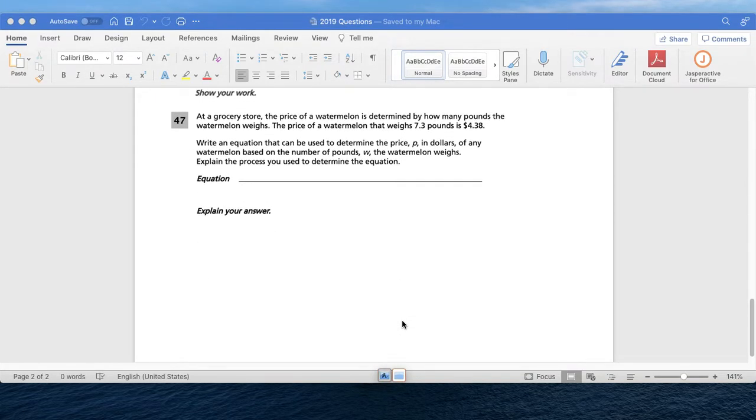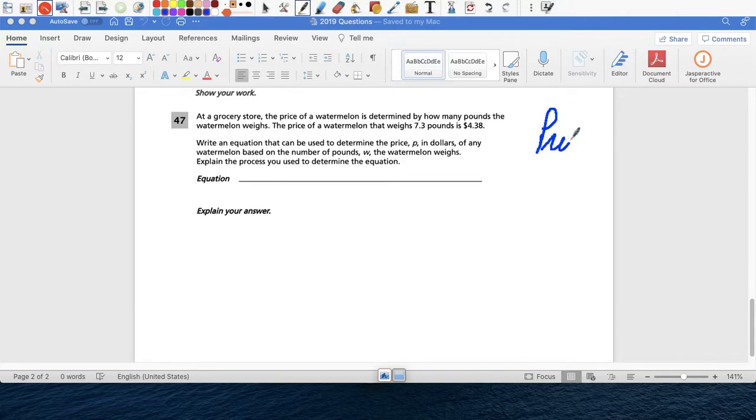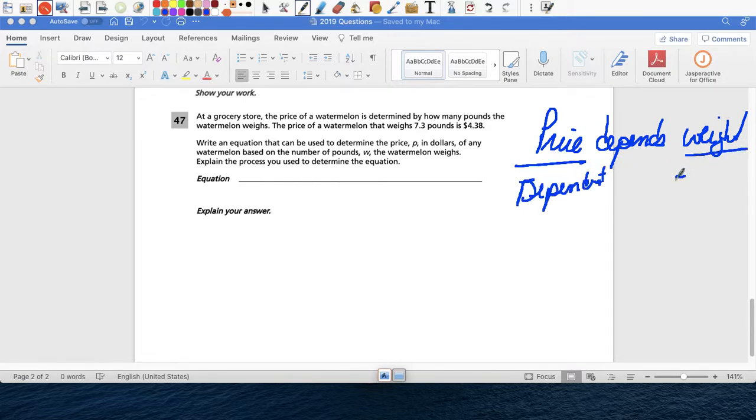At a grocery store, the price of a watermelon is determined by how many pounds the watermelon weighs. So the price depends on the weight. So here is price depends on weight. All right, so that makes price my dependent variable, and weight my independent variable, which makes this my y and this my x. Just saying. So the watermelon weighs 7.3 pounds and costs $4.38. We're writing the equation that can be used to determine the price P in dollars of any watermelon based on the number of pounds W. So instead of x and y, we're going to use P and W. So P is my total cost and W is my weight. Same thing.